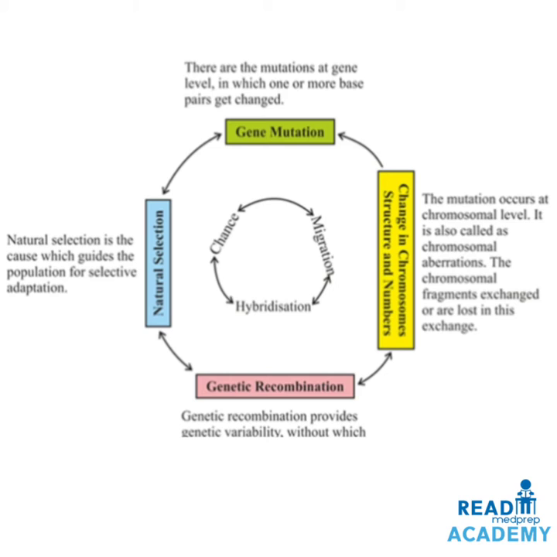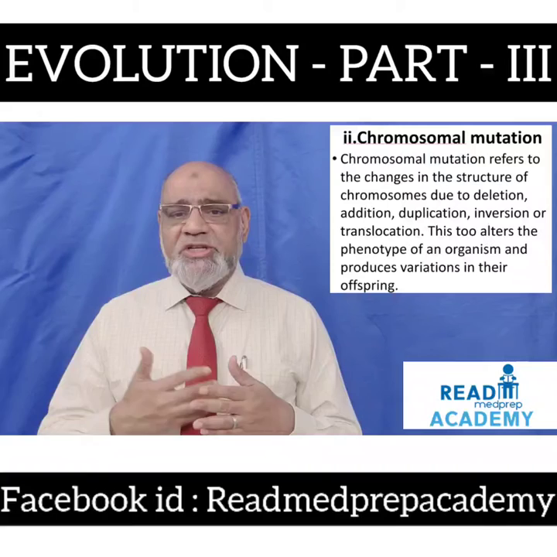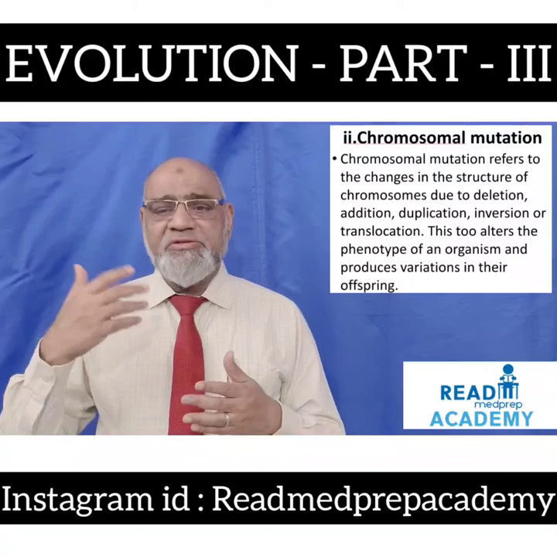So the process occurs as a chance migration and hybridization. Now, chromosomal mutation. Chromosomal mutation refers to the changes in the structure of the chromosome due to deletion, addition, duplication, inversion or translocation. This too alters the phenotype of an organism and produces variations in the offspring.